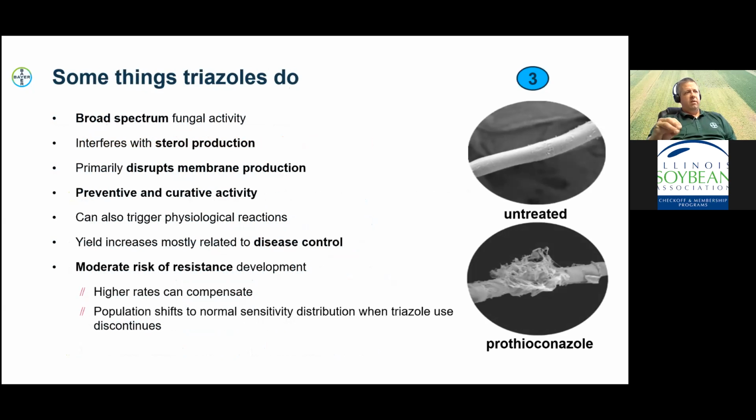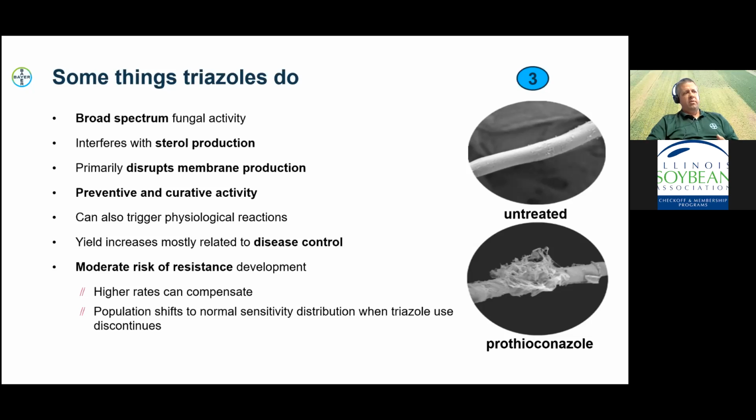They really interfere with membrane production in the fungus. And so you can see in those electron photos there on the right-hand side, we have a healthy fungal structure, and then we have one where the outer membranes of that structure have been disrupted. The tissue kind of leaks out, and it causes the fungus to stop developing.